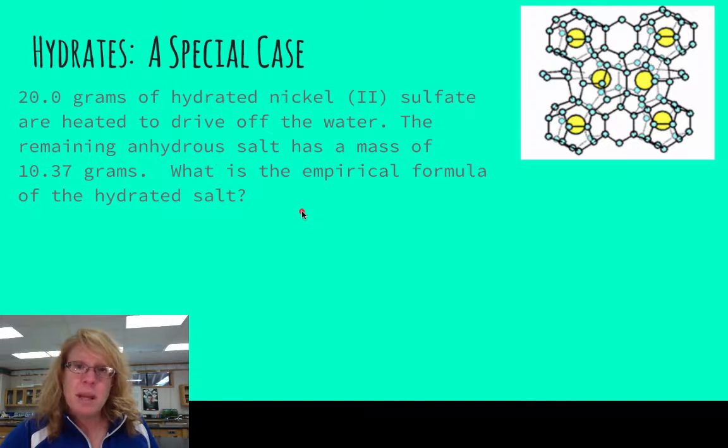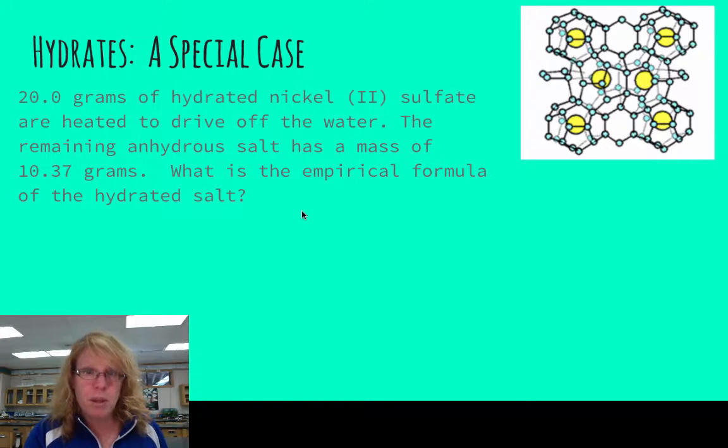So here's an example of how to do this sort of problem. These are actually a little bit easier than the other empirical formula problems that we've done. So I'll talk about the strategy here in a second. Once you get your brain around this, it's actually a little bit simpler than the other ones.